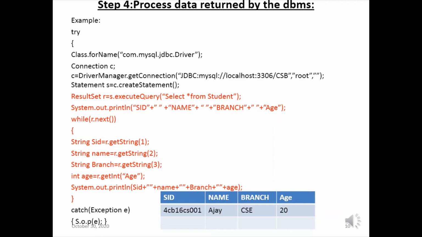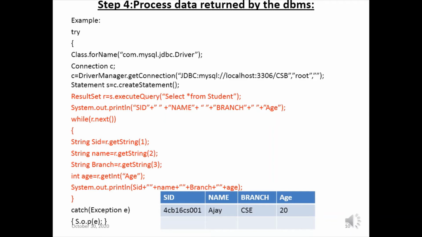Now the ResultSet interface object is pointing to the corresponding table. Now I want to retrieve the student ID, name, branch and age from the table student. In order to retrieve the values from the table, I need to make use of a method called next. The next is a method which belongs to the ResultSet interface. The next method is going to perform the operation iteratively. The next method is always going to point to the first row of the table.